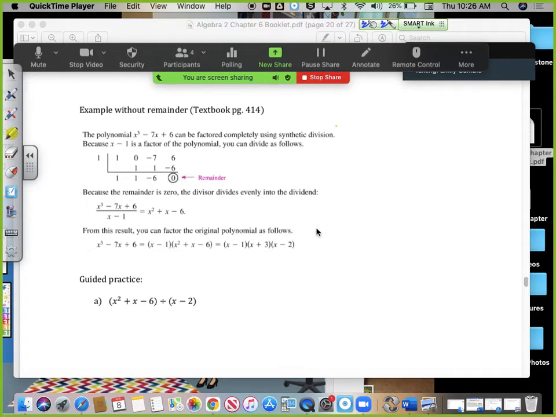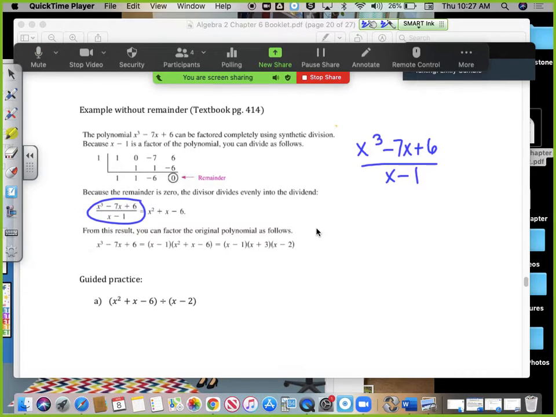So here we have, we're dividing x to the third power minus 7x plus 6 all over x minus 1. Sometimes these problems will be given in this format. Sometimes they'll be given horizontally with a division sign.